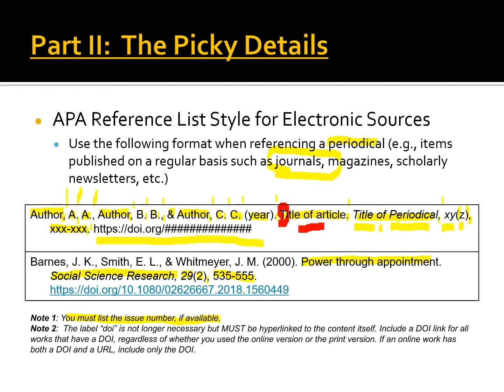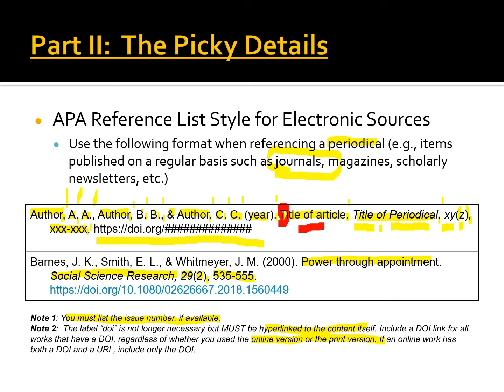In previous editions of APA, you didn't need to list the issue number. You only had to do it if each new issue continually started at page 1. Okay, now they want you to list the issue number regardless of that. Note also that the label "DOI" is no longer necessary, so you must have hyperlinked content.